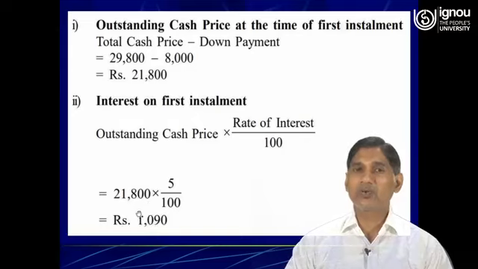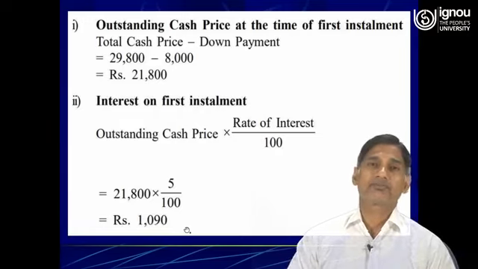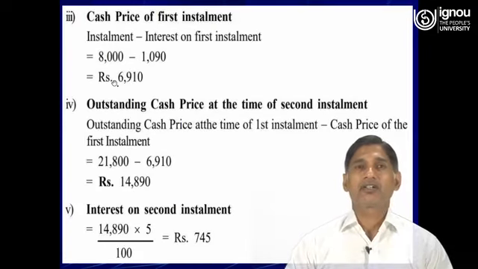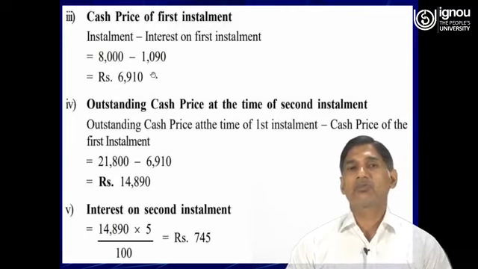So 1,090 rupees is the interest which is included in the first installment. So first installment is of rupees 8,000. If out of 8,000 we subtract 1,090, we can easily come to know about the cash price. So it would be 8,000 minus 1,090. So the cash price of the first installment is 6,910.